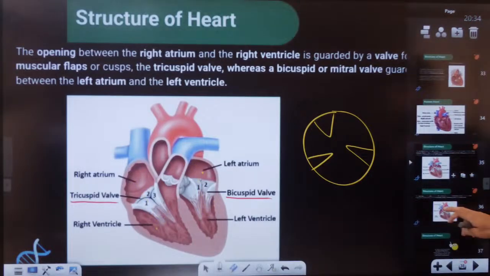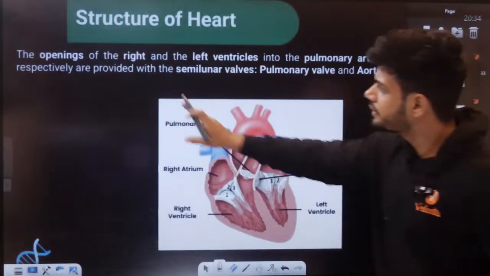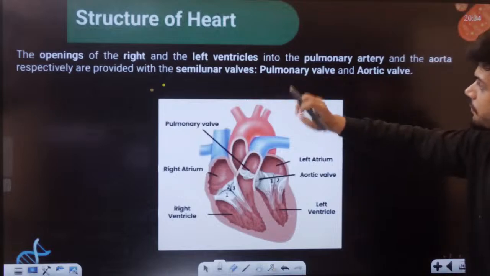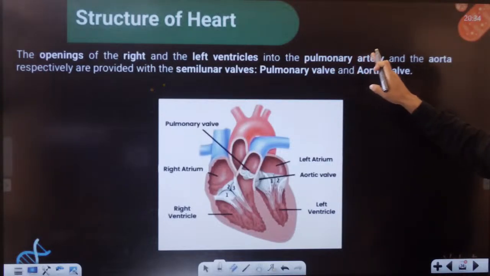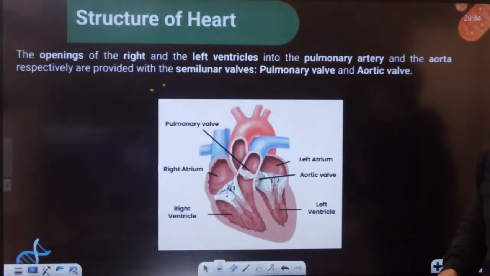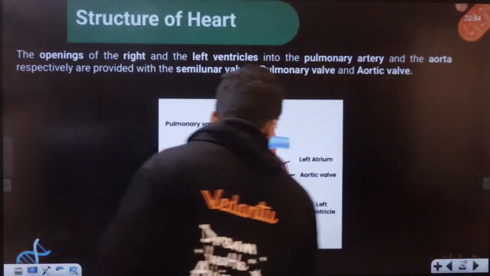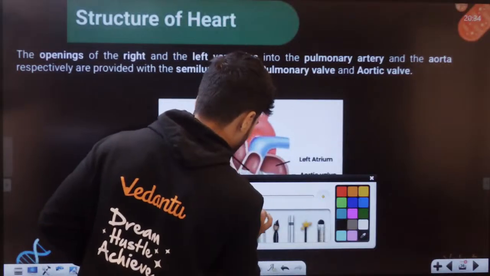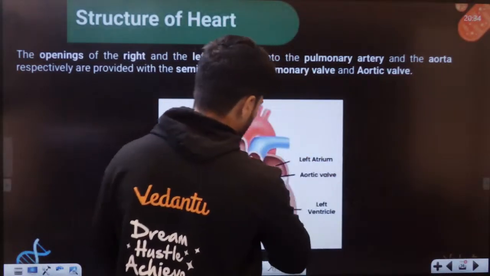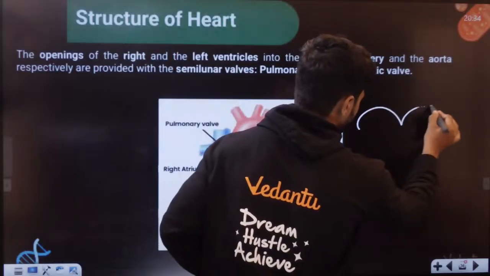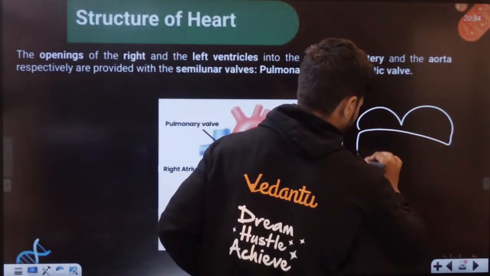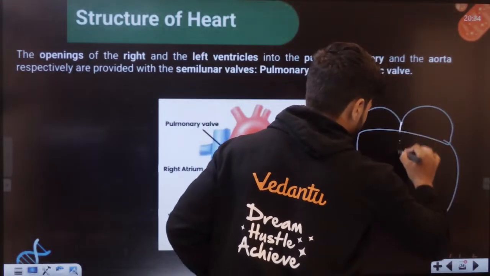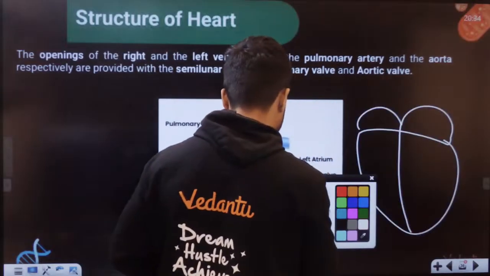Now, students, the opening of the right and left ventricle into the pulmonary artery and aorta. What is the meaning of that? Let me just draw and show you one more time, students.